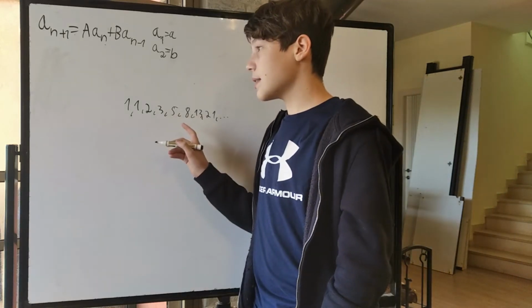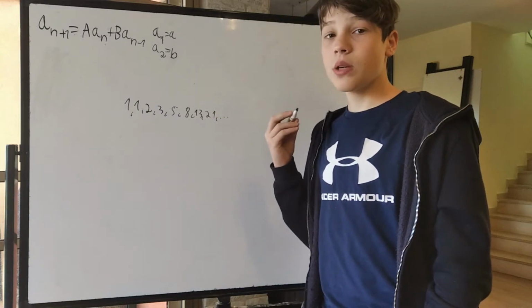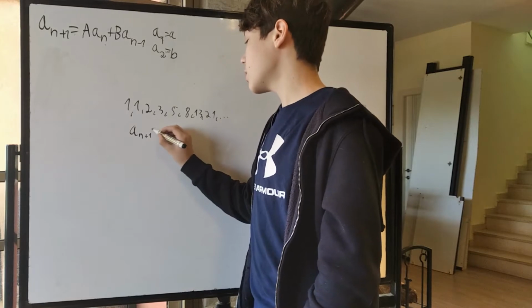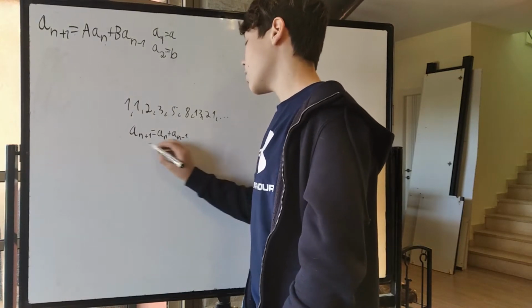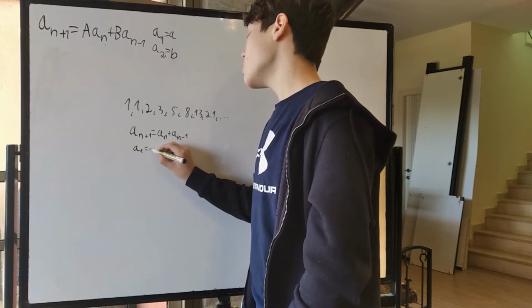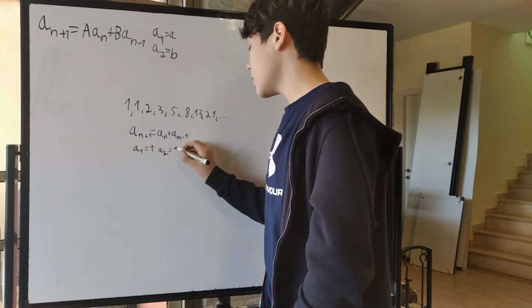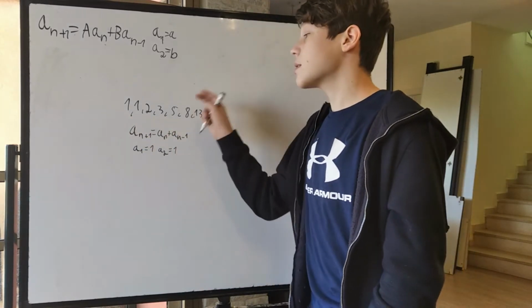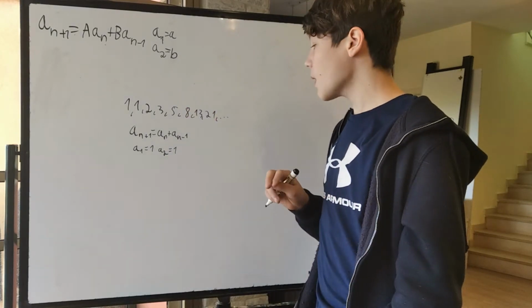You can also say that we can define the Fibonacci sequence with recursion. a(n+1) is a(n) plus a(n-1). a1 is equal to 1, and a2 is equal to 1. So here it says the first two numbers are 1, and then this says each number is the sum of the previous two numbers.